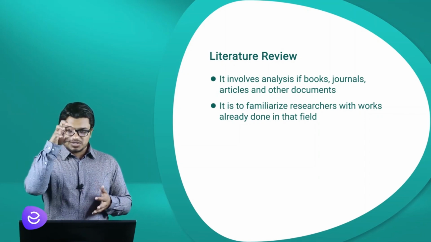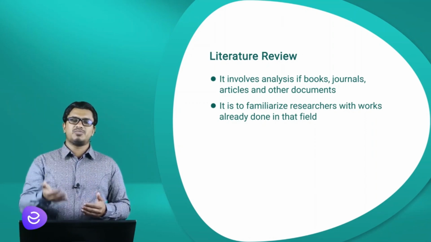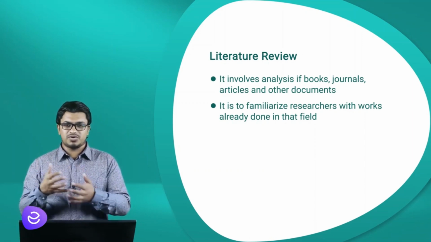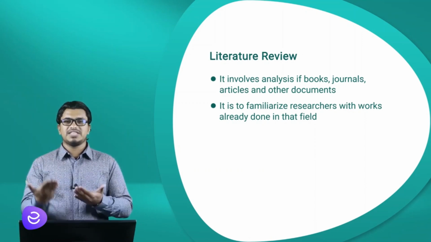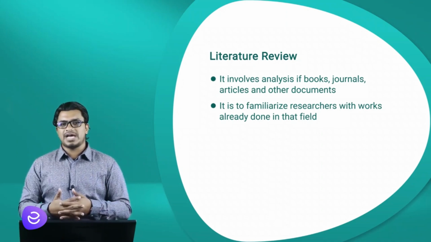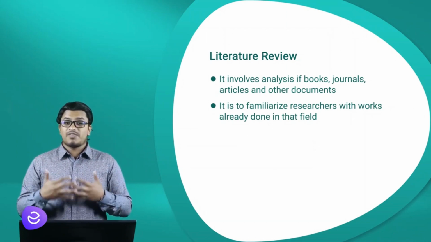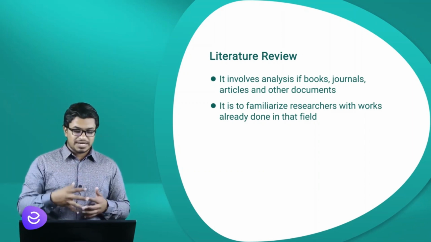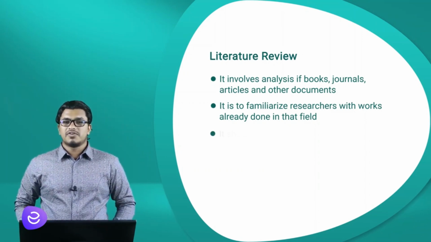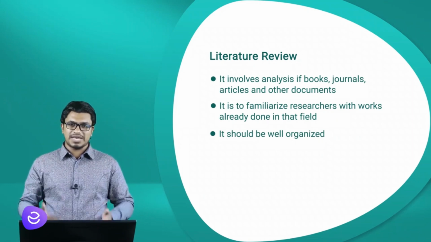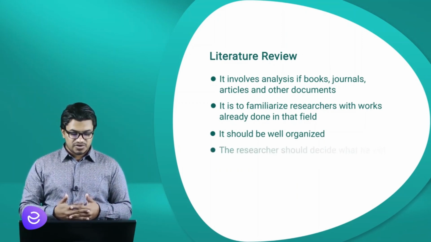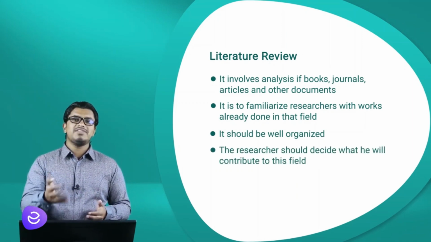So what happens is you take the articles or books that have been written about that topic, you read them, you check the summary, you read the findings and suggestions of that author, and then you have a much clearer idea about your topic. So it is to familiarize the researchers with the works already done in that field. We write the literature review in our own research project. It should be well organized, maybe chronologically or alphabetically, however we choose, and the researcher should decide what he will contribute to the field.